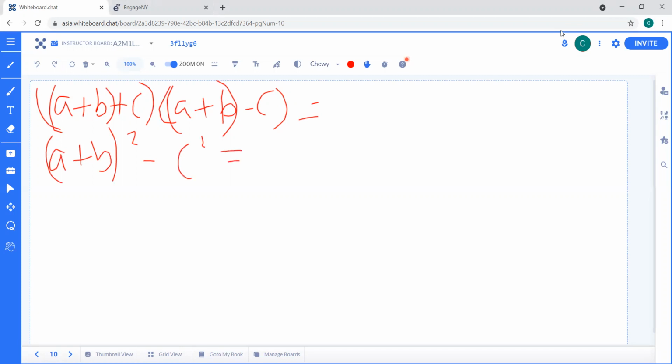And what she says here is now I have a difference of two squares, right? So that's going to be a squared plus 2ab plus b squared. And then she has minus c squared. Okay. And it says, is she correct? And yes, she is correct.